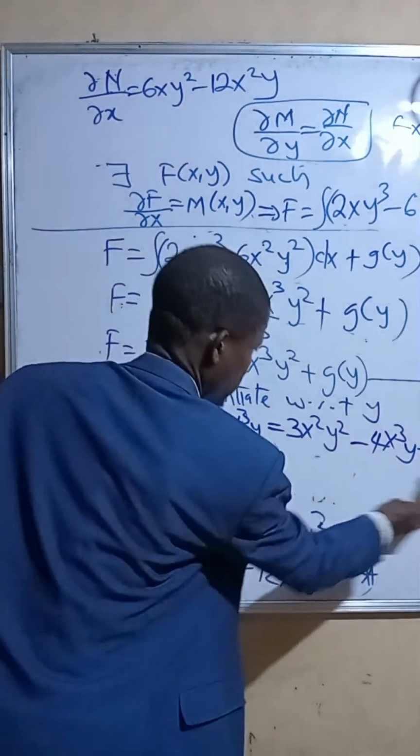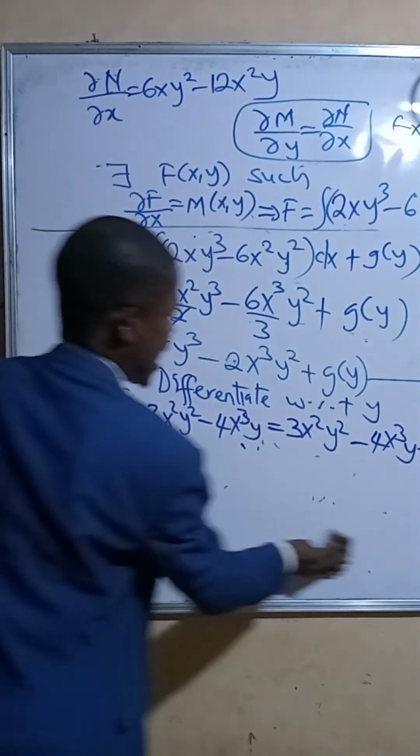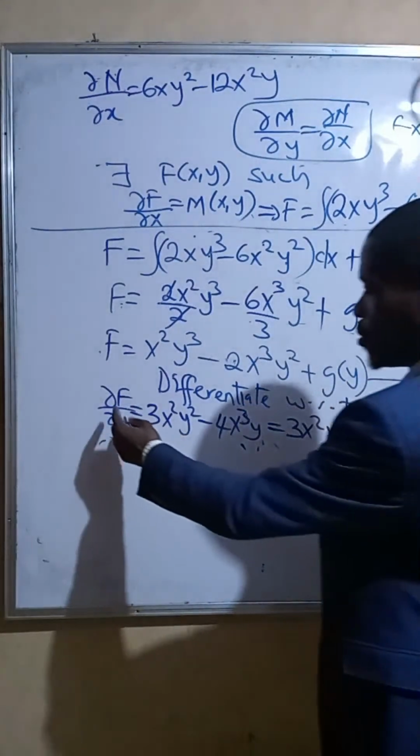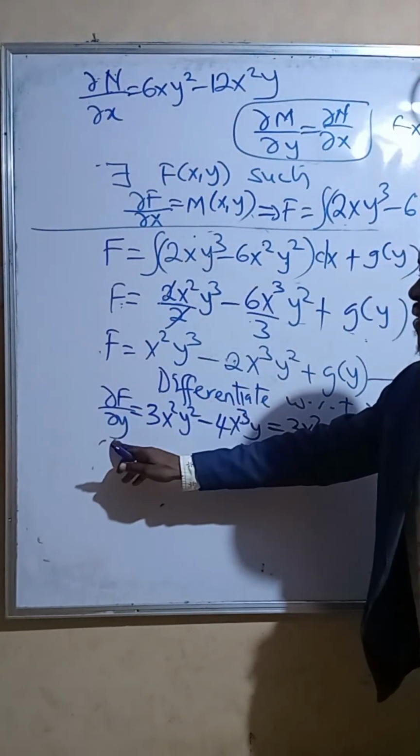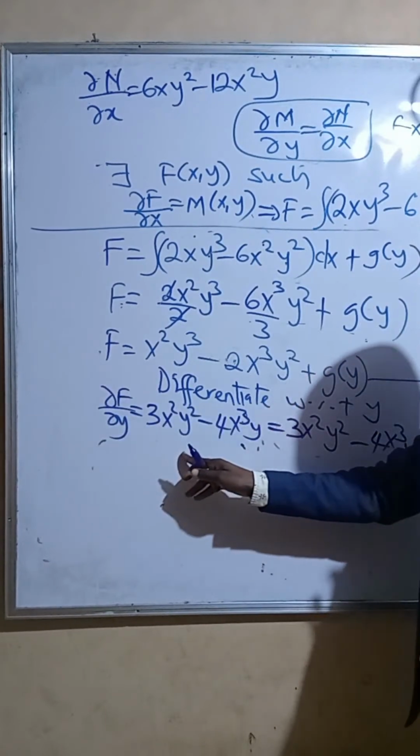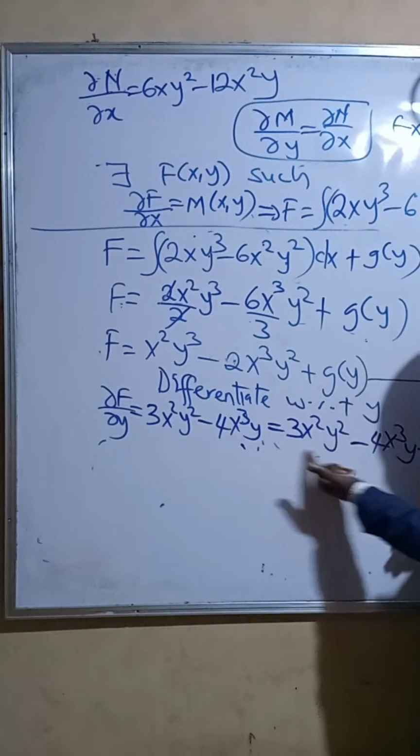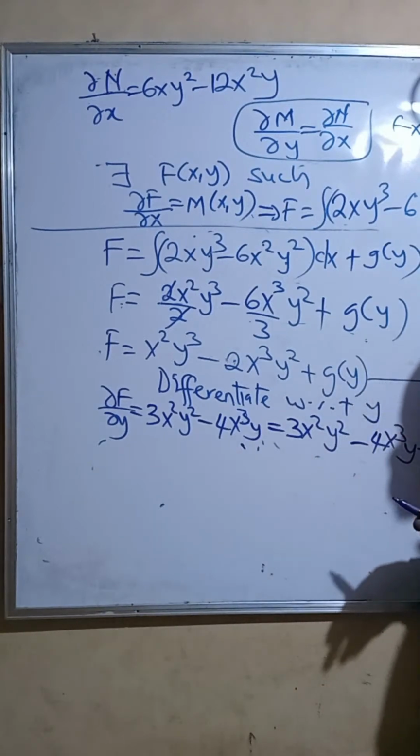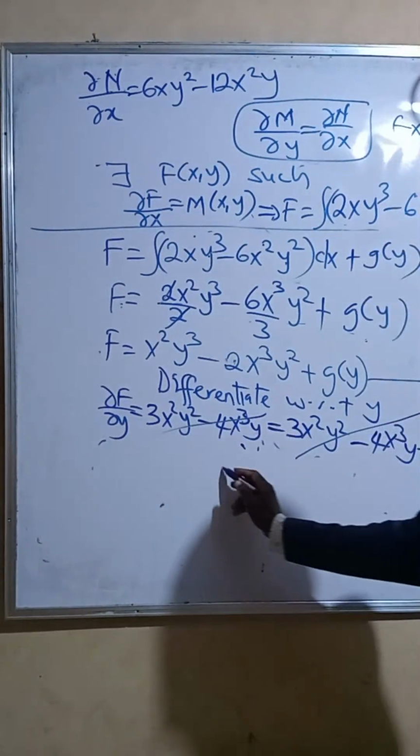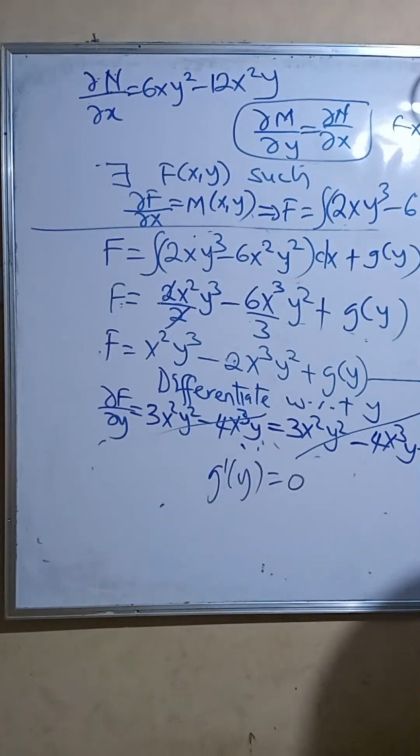One thing you must know, and that will tell you whether what you are doing is correct: the moment you substitute either the y or the x, it must have some similarity with the other parts. Something must cancel out. So you can see all this one is there, all this one is there, so they cancel out. So I only have g prime of y equal to 0. So it cancels out.